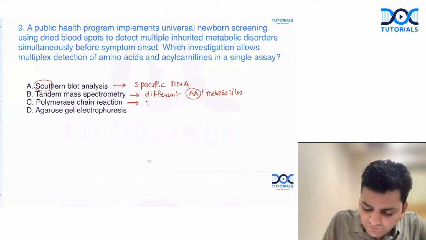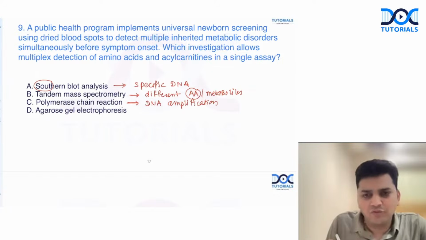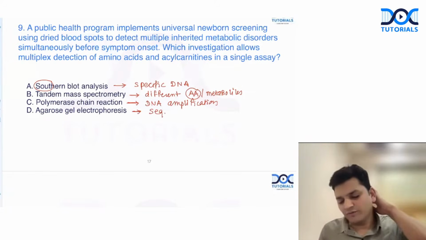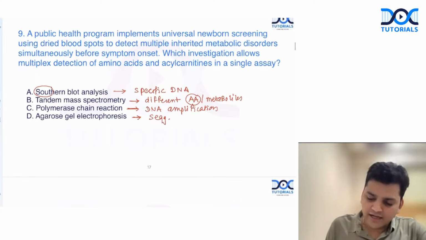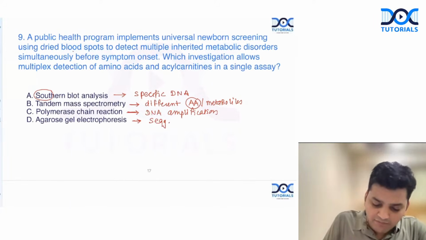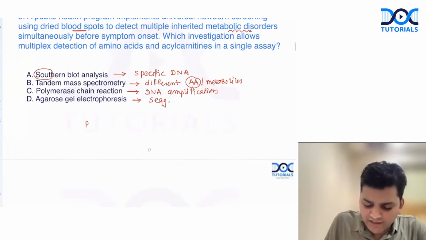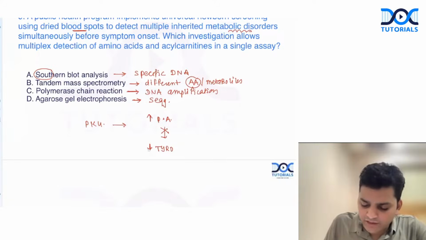Polymerase chain reaction is done for DNA amplification, if we have a copy of DNA and you want to make multiple copies. Agarose gel electrophoresis is used for the segregation of proteins or DNA, or whatever segregation you want to do. Now, what they're asking is which test can be used on the blood spots to detect multiple metabolic disorders. For example, one of the metabolic disorders is phenylketonuria. Now, what happens in phenylketonuria? The phenylalanine is supposed to convert into tyrosine, but this conversion is not happening. This is called phenylketonuria. In that case, the phenylalanine will be more and tyrosine will be less.